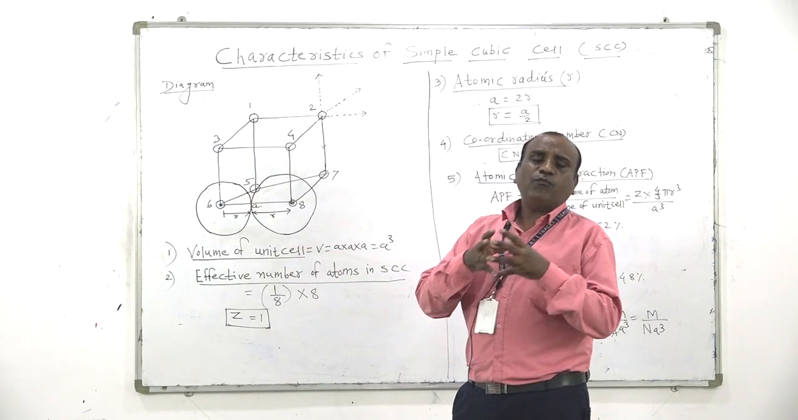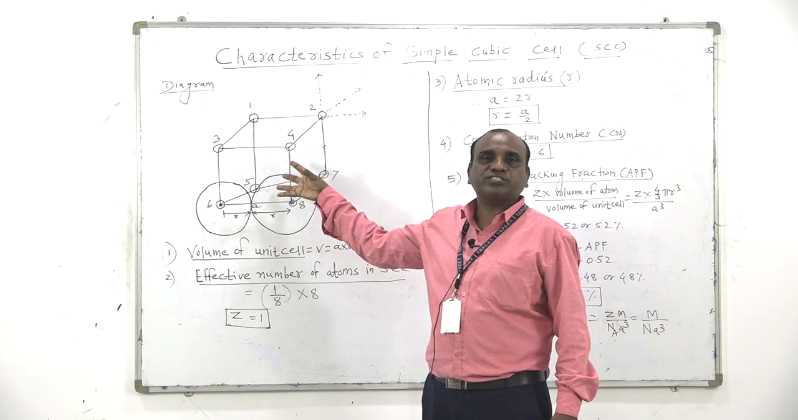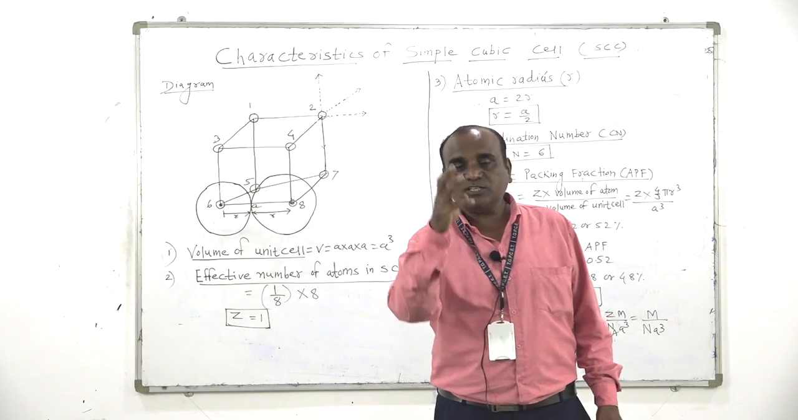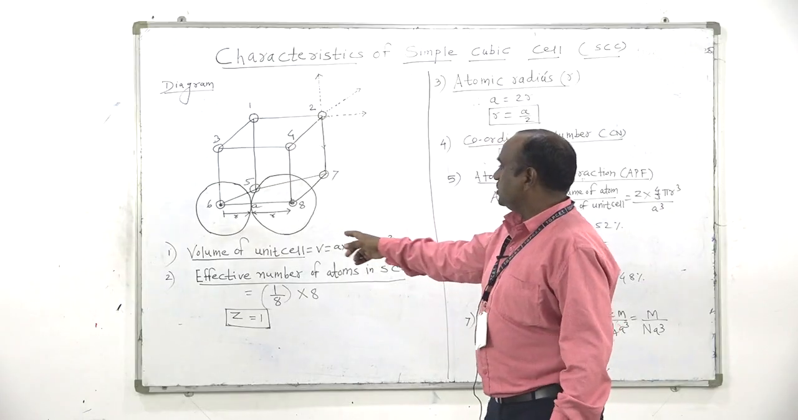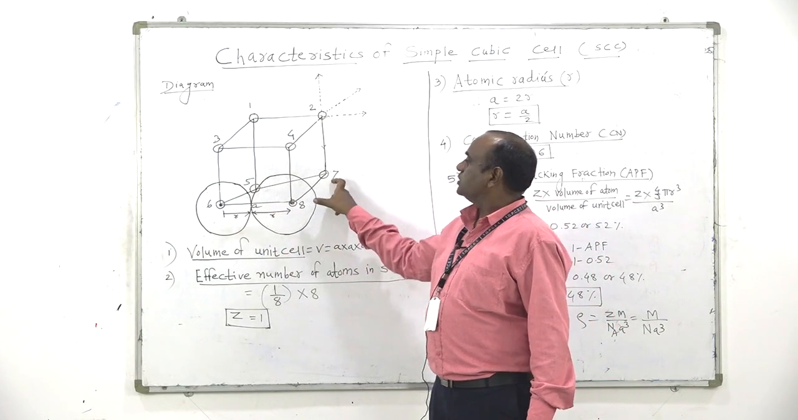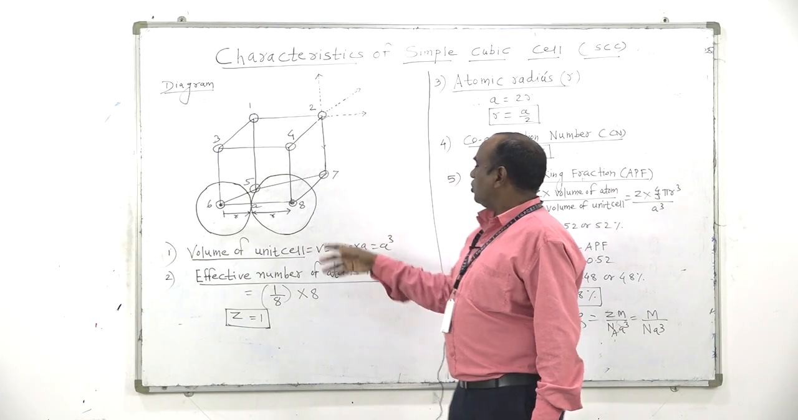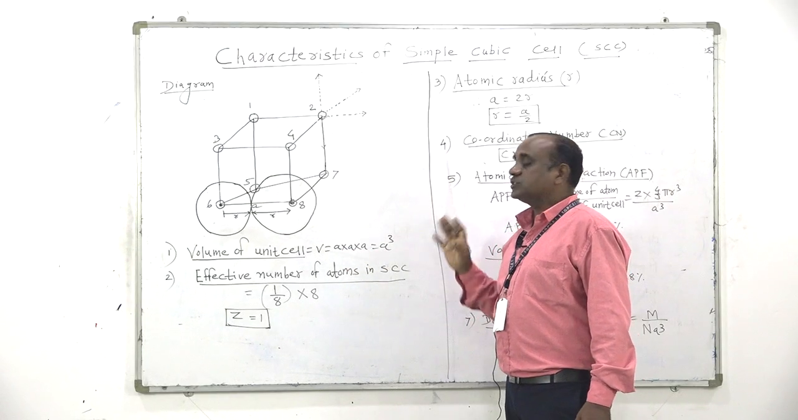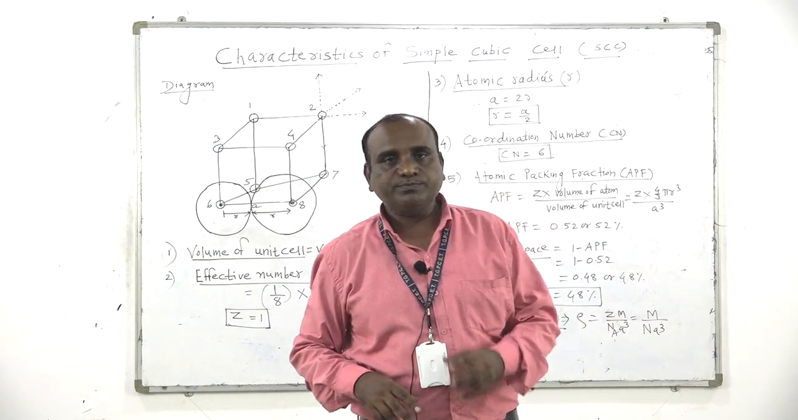So students, how can we find the volume of this simple cubic cell? It is a unit cell, so it is nothing but the volume of a cube. There are 3 dimensions: x dimension, y dimension, and z dimension. In this way, the first dimension is side A, the second dimension is side B, the third dimension is side A. So here V is equal to A into A into A, which gives A cubed. Volume of simple cubic cell is nothing but A cubed.